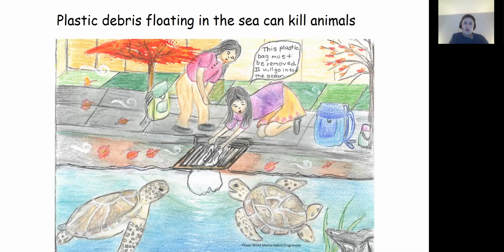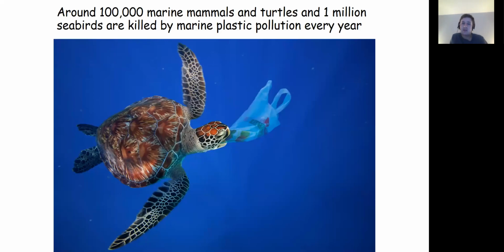Now, plastic debris, the little tiny bits floating in the sea, can kill animals. Sea creatures, marine life, won't understand the difference between food and what we know as plastic. Around 100,000 marine mammals and turtles and 1 million seabirds are killed by marine plastic pollution every year.